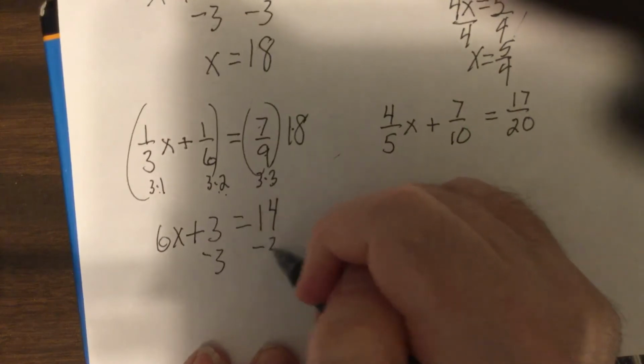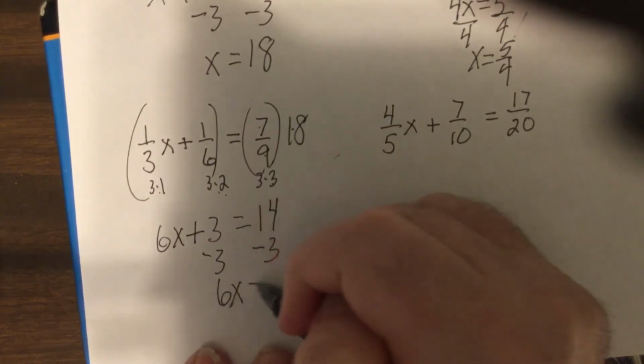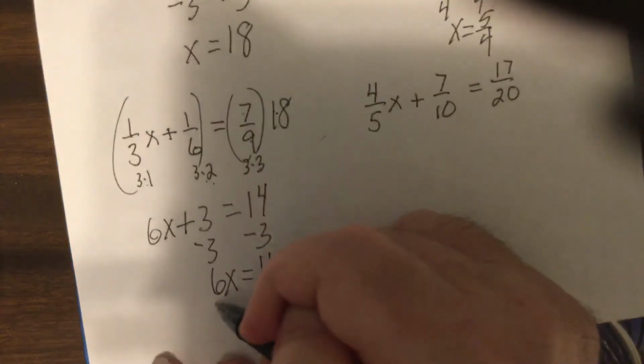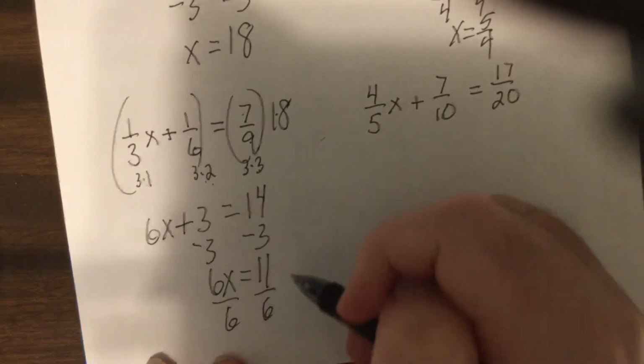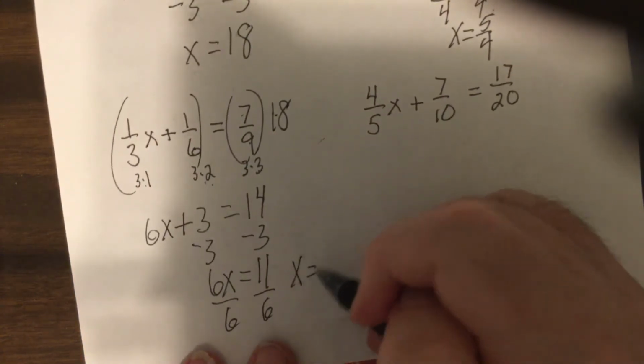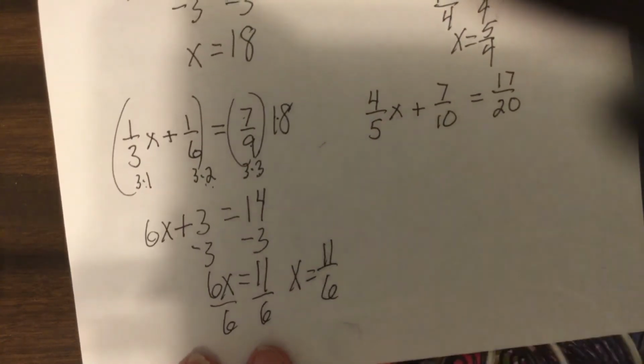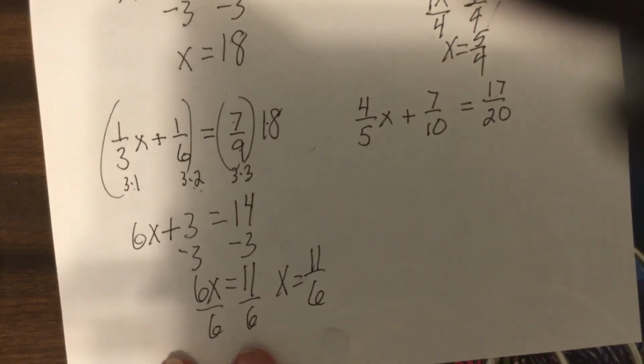Subtract 3. And then divide by 6. Again, improper number, but that's okay. The world is full of improper numbers.